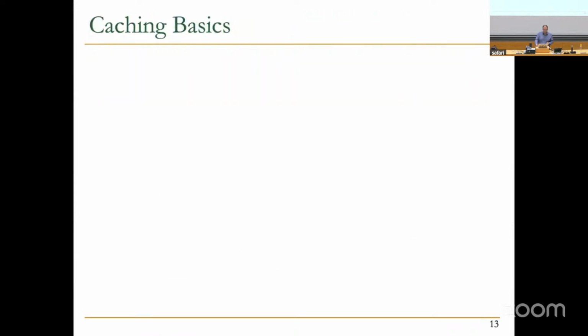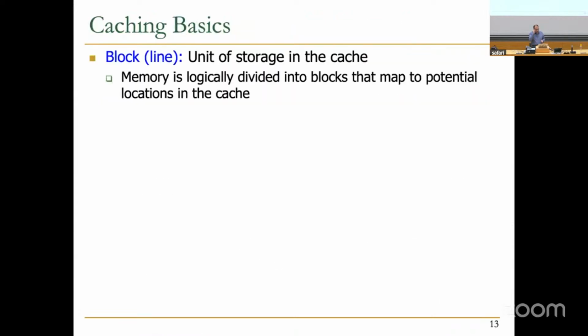Okay. So let's start with some cache basics. First, the definition of block or line that I've been also using. That's a unit of storage in the cache. Actually, cache block and cache line are used interchangeably. Unfortunately, there is no exactly standard terminology, so even in one paper or one book, you might see both cache block and cache line.